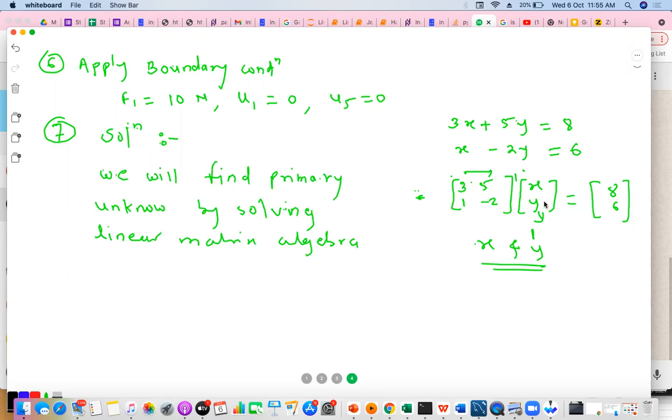Once I have these displacements at different nodes, then I can put these values to calculate, in the 8th step, this epsilon. Once I have this displacement, then I can calculate my stress, right? Then I can calculate my reactions. So these are the 8 steps.